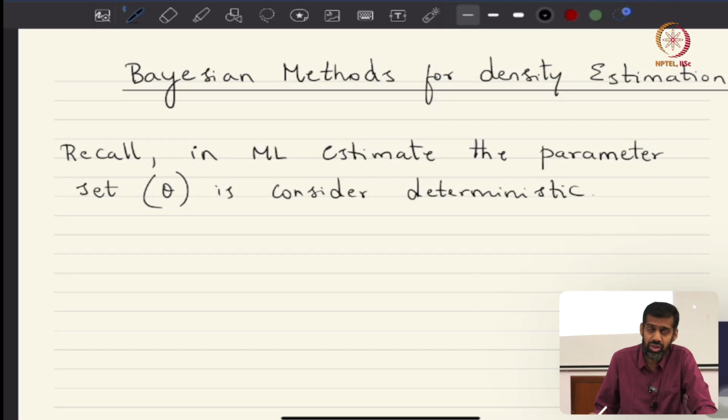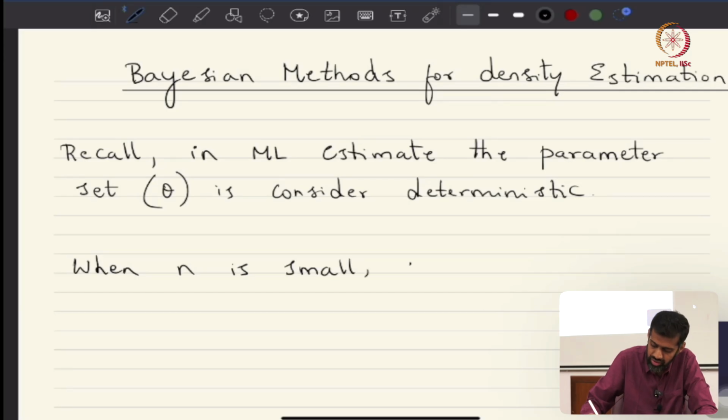We will discuss this idea in detail when we look at the bias variance decomposition and the idea of overfitting and underfitting. Here is the example. When n is small, that is, the number of data points is small, the ML estimate may not be optimal.